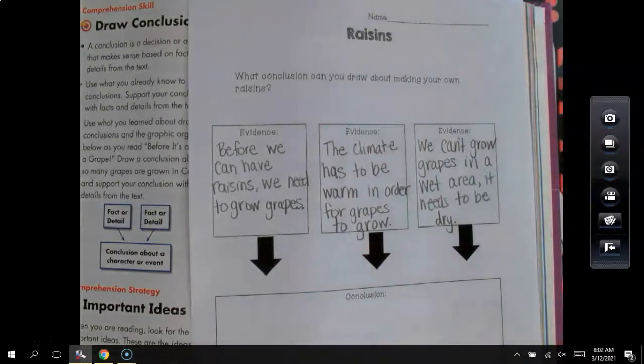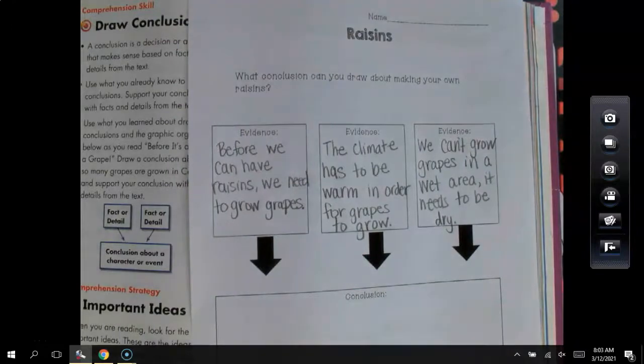Based on that conclusion in the climate, that's why California is a great place to grow grapes, because California is warm, very warm, and it's dry. They don't get a lot of rain. So that's probably why I can make that conclusion right there, why California is where we get most of our grapes from, because that state is dry and warm.